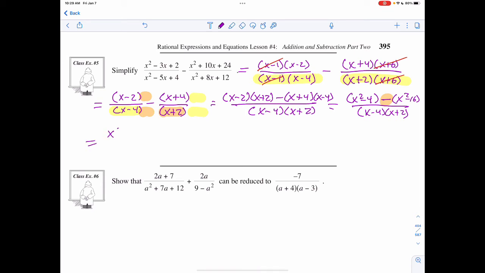This is going to give me x squared minus 4 minus x squared plus 16 over (x minus 4) and (x plus 2). And when I combine the like terms, I'm just left with 12 over (x minus 4) and (x plus 2).